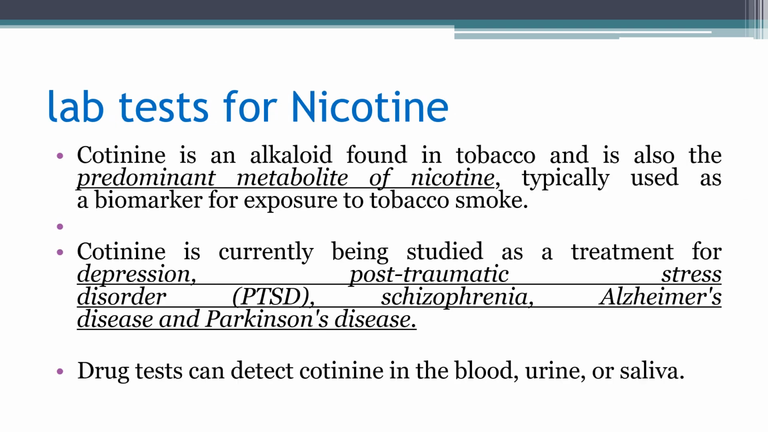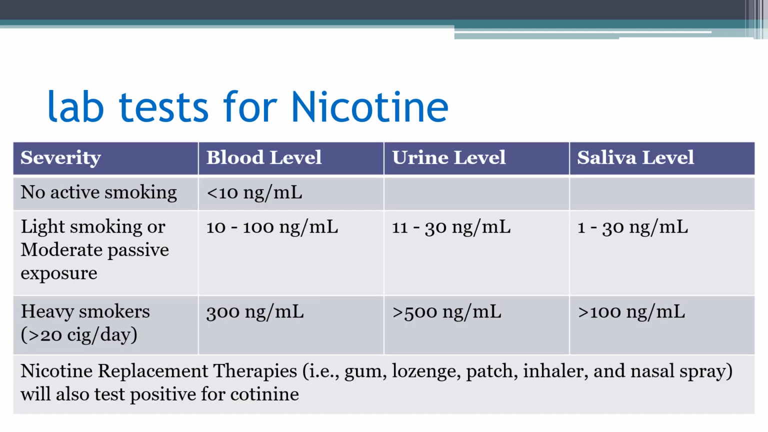For nicotine, there is cotinine, which is the metabolite of nicotine, and it is also being studied for use in depression, PTSD, schizophrenia, Alzheimer's, and Parkinson's. The drug test can detect cotinine in blood, urine, and saliva. So the level of blood, urine, saliva cotinine can be interpreted as follows: in non-active smokers it is less than 10 nanogram per ml.